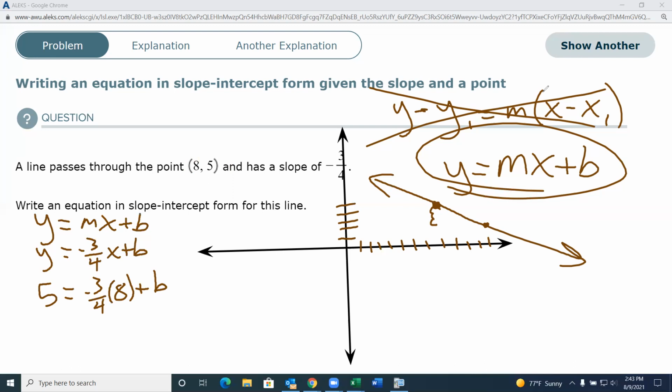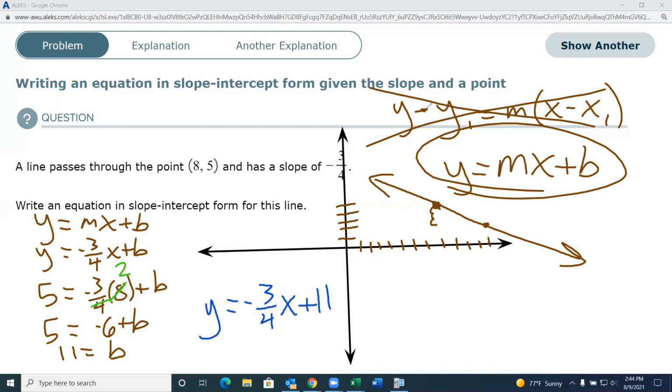All right, so if I were to cancel the 4s here and then tidy things up a little, I'll get 5 equals -3 times 2, and then add 6 to both sides. And then the equation of my line, the final solution to this problem, is y equals -3/4 x plus 11.